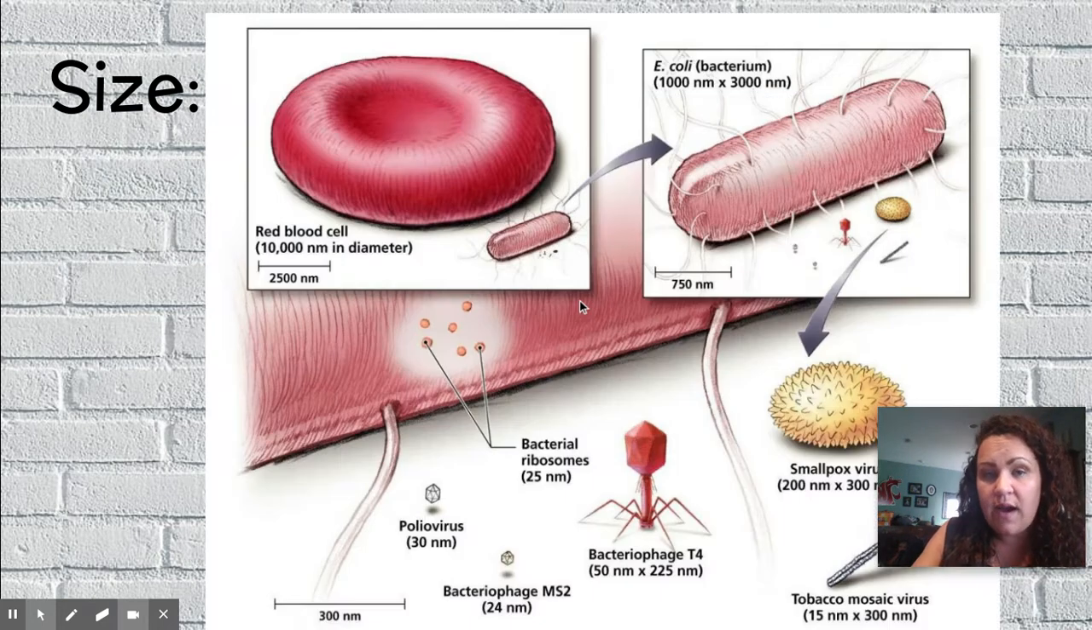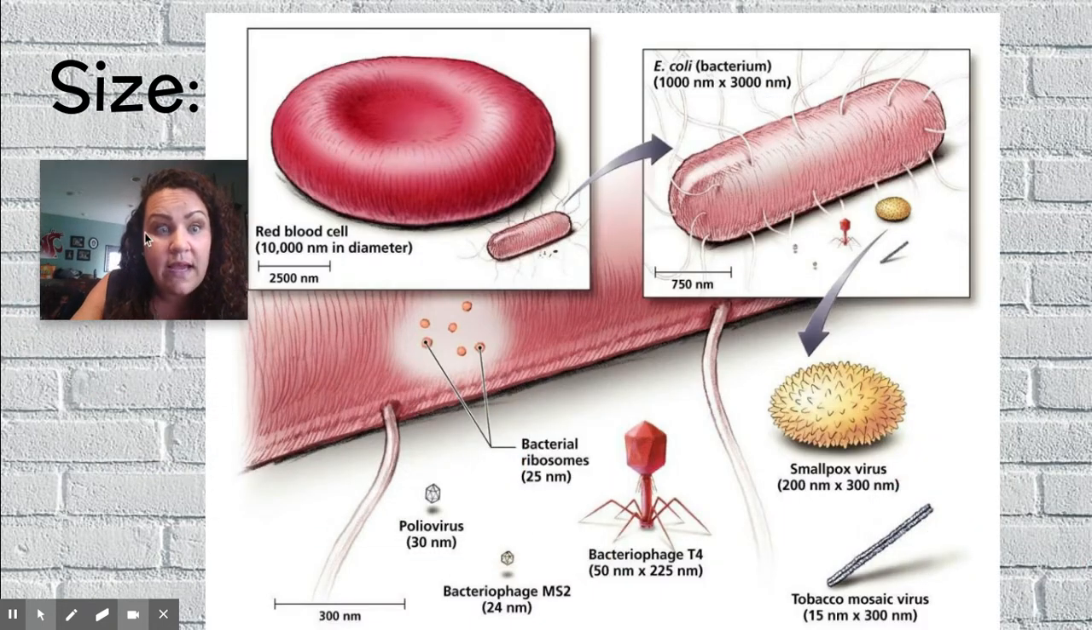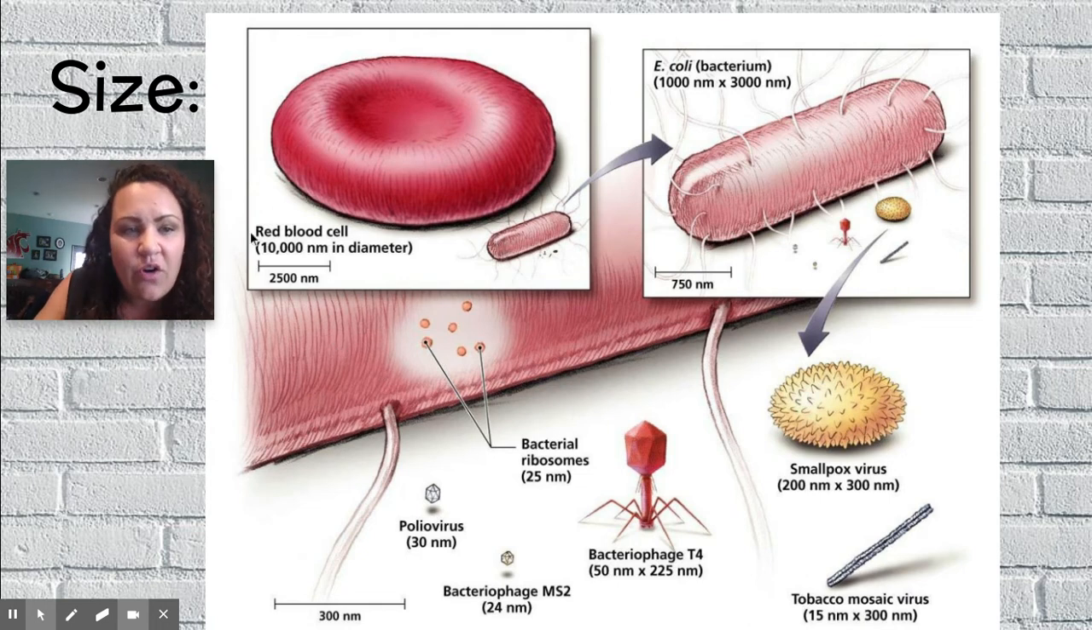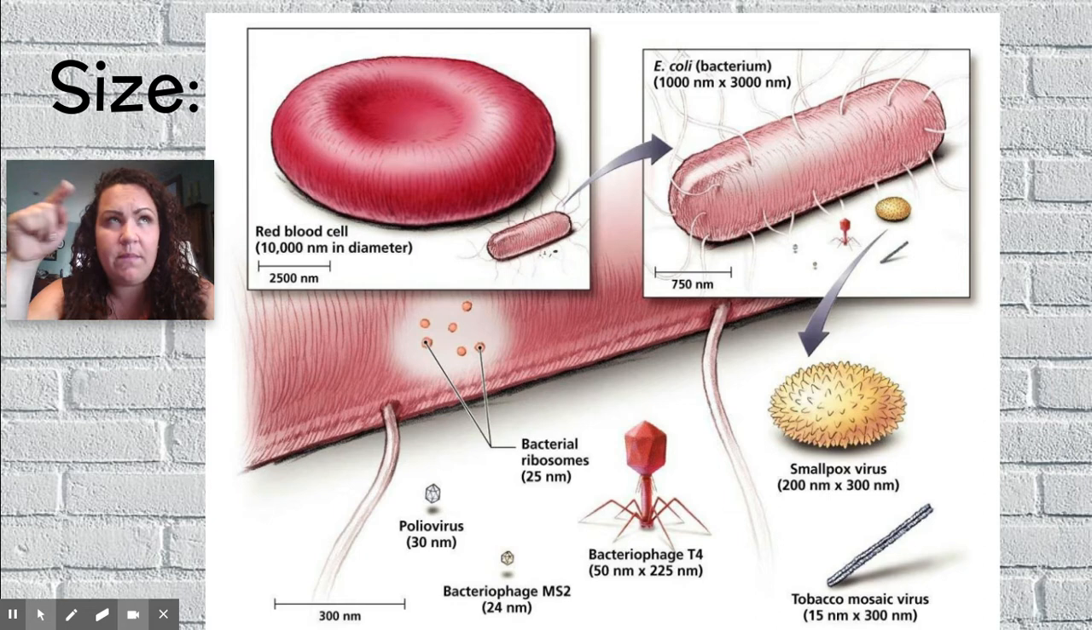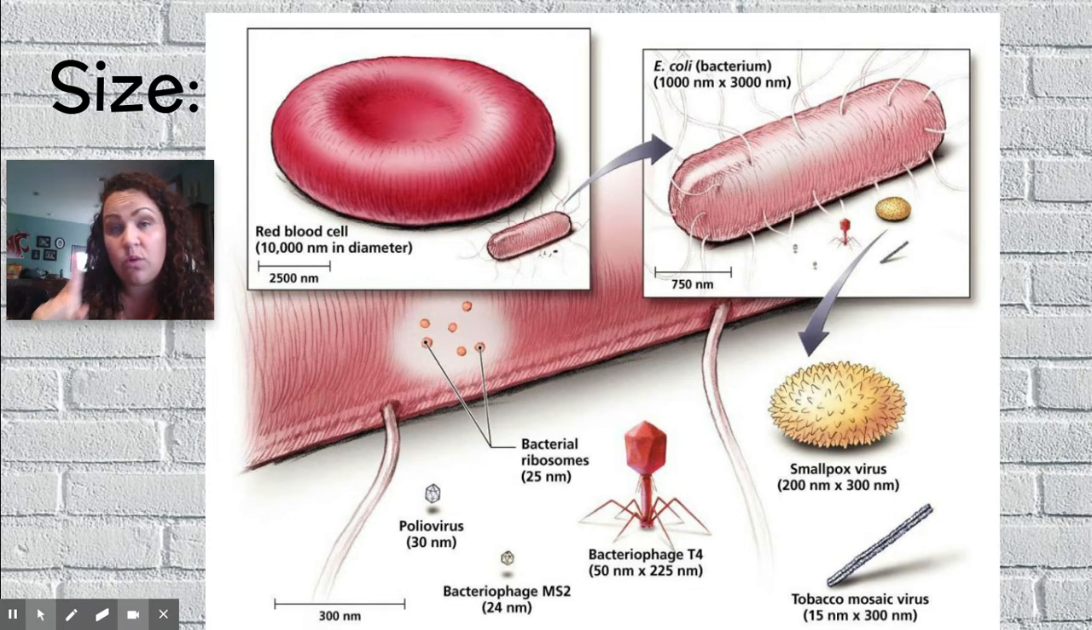Let's see. Size-wise, viruses are crazy tiny, you guys. So check it. Cells are microscopic. You can't see them with your bare eye. You would never see an individual red blood cell all on your own. You can see blood, but not a cell all on its own. You need a microscope to do that.